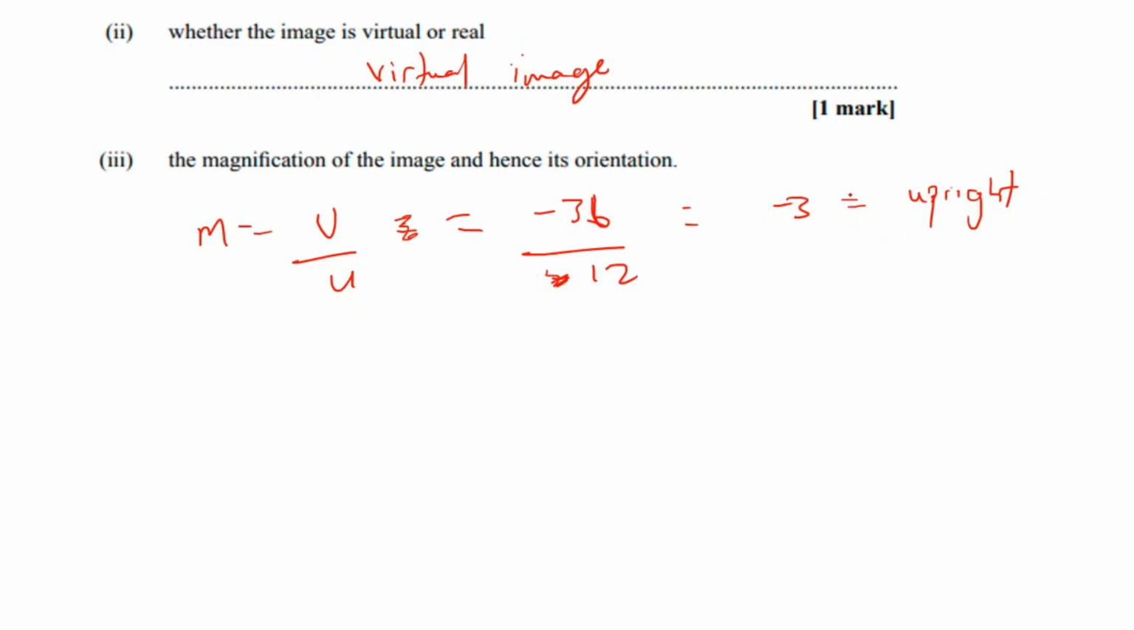So when we talk about orientation, it just speaks to whether the image is upright, meaning that it is standing in the same way as it was as an object, or it can be inverted. Inverted would be like when it is below the principal axis.